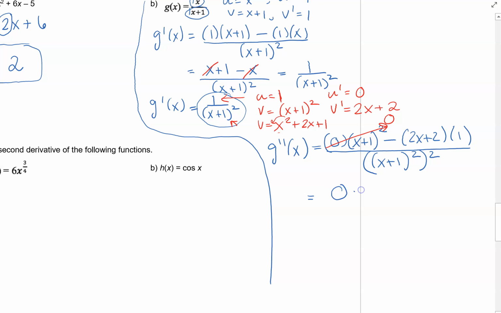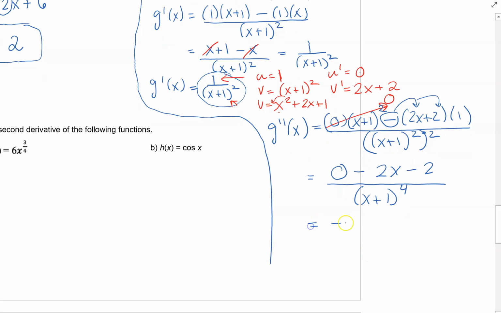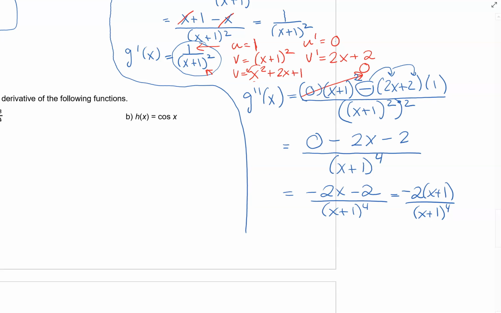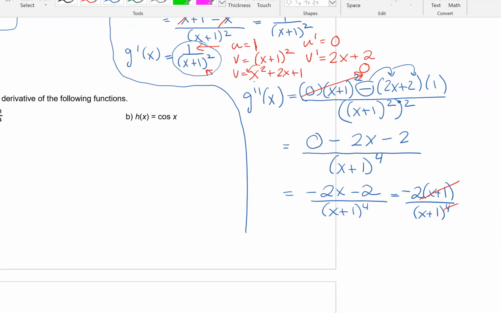Okay, so I've got 0 minus 2x minus 2, because you got to distribute that negative. Don't forget, all over what turns out to be x plus 1 to the 4th, because you got to multiply those powers there. So then I have negative 2x minus 2 all over x plus 1 to the 4th, which can be simplified, which means it should be simplified, because I can take out a negative 2 in the numerator, giving me a factor of x plus 1. And then I can cancel one of the factors of x plus 1.